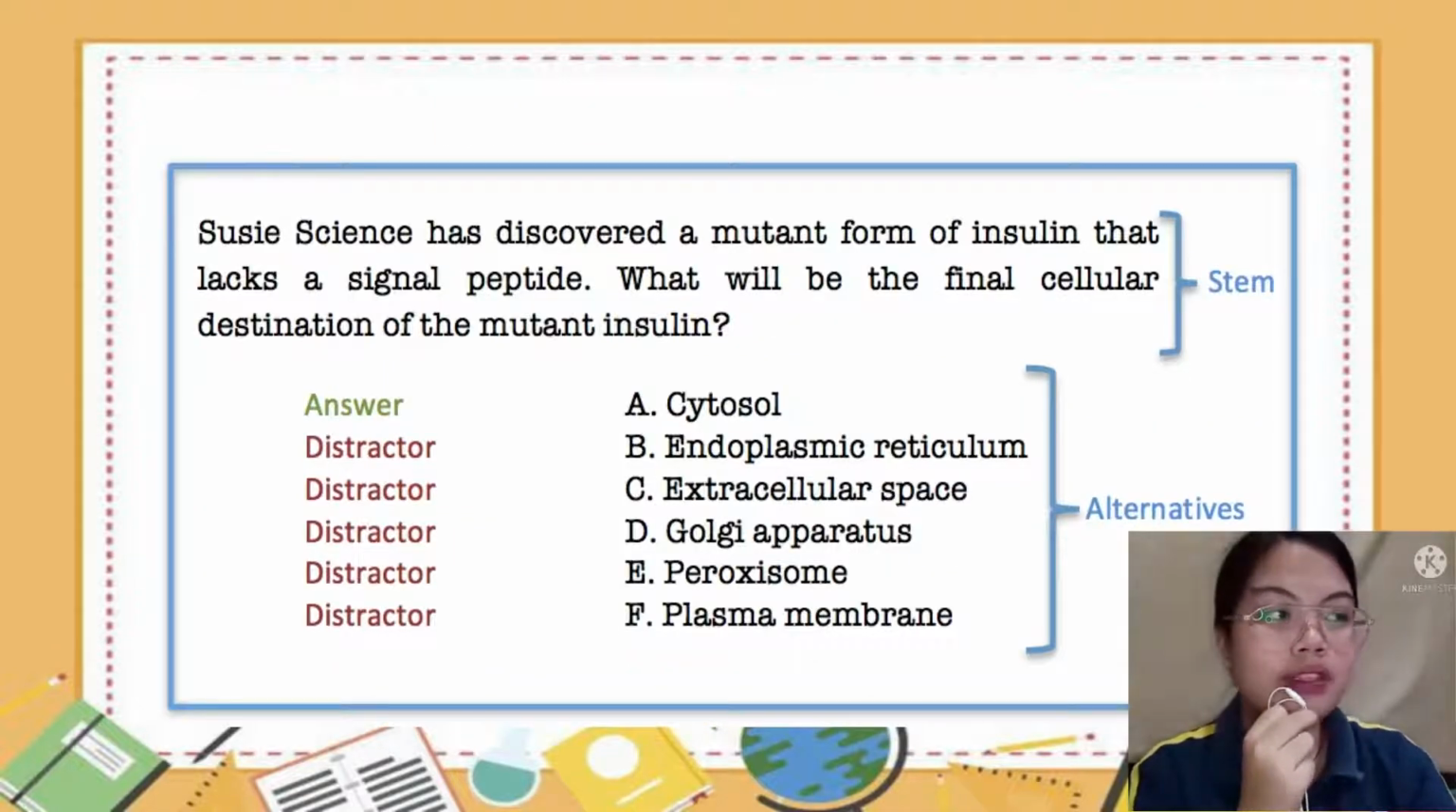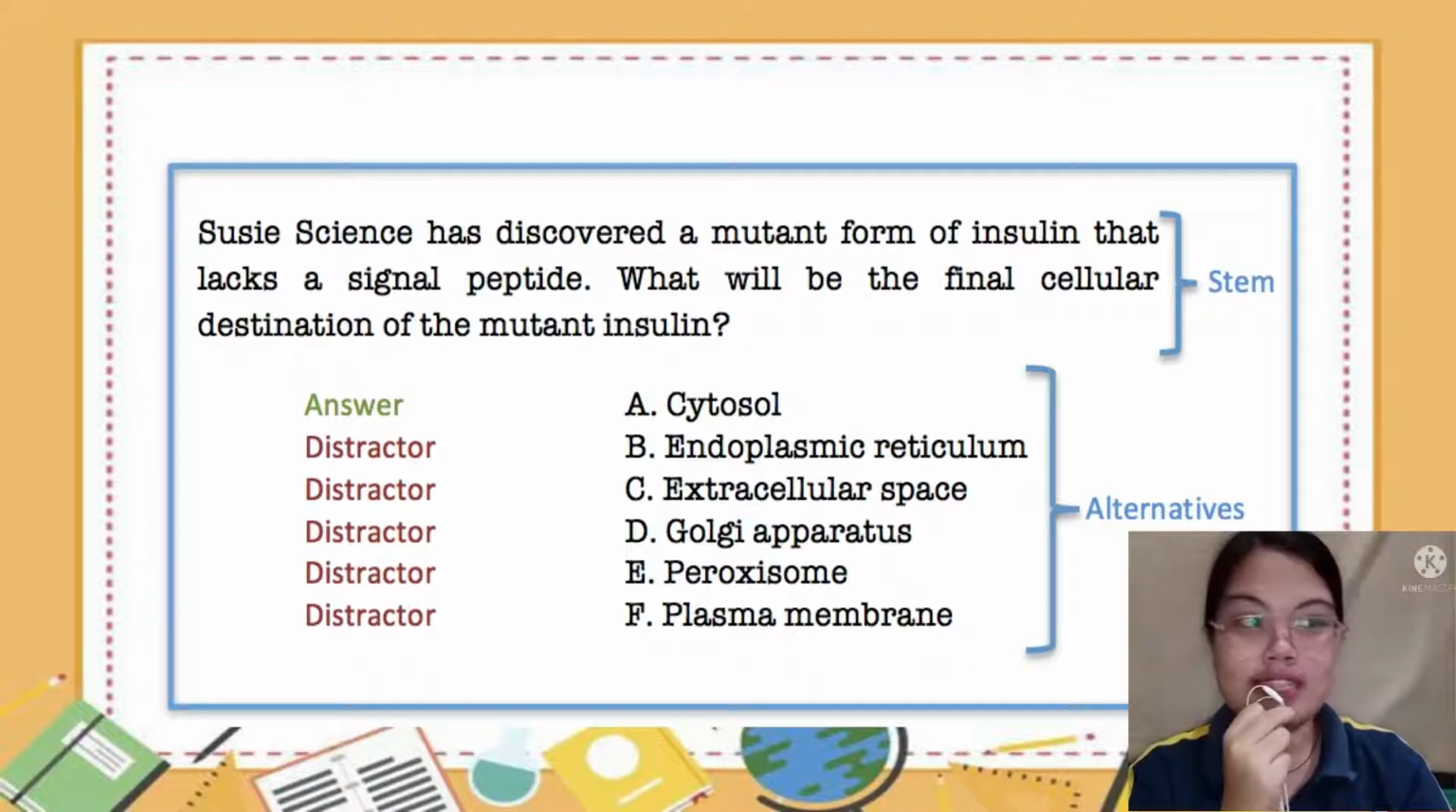This is an example of a multiple choice type of test. The question part is the stem and the possible answers are the alternatives. So there is only one answer and all the rest are the distractors.